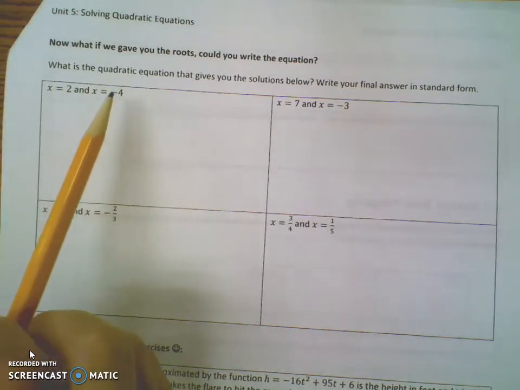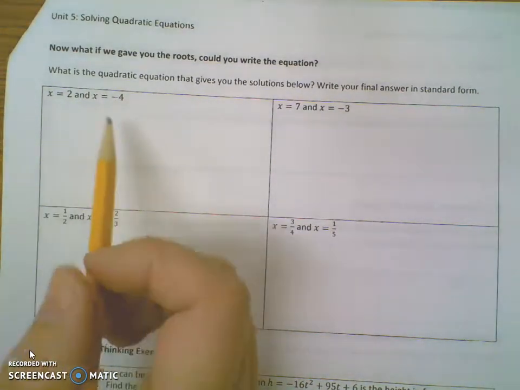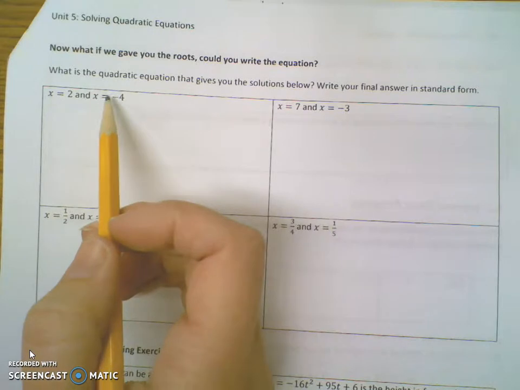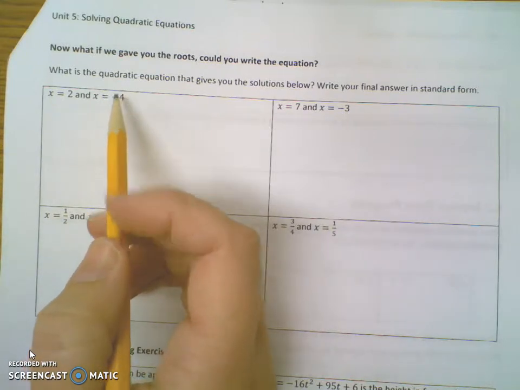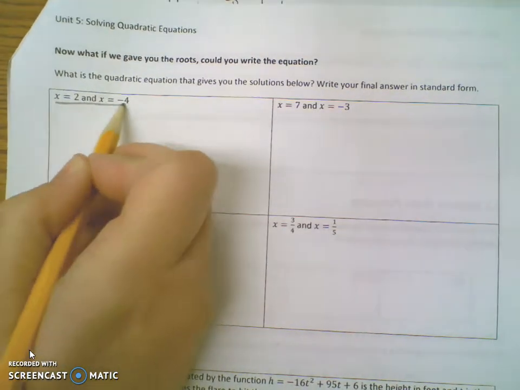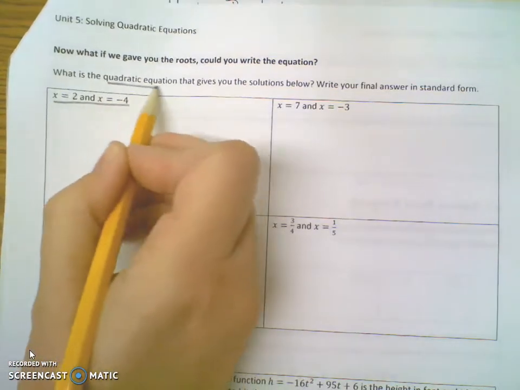So in this part we're going backwards from what we did in Part 1. In Part 1 we had the equations and we were finding the solutions. Now we have the solutions and we're seeing if we can find a quadratic equation that has these solutions.